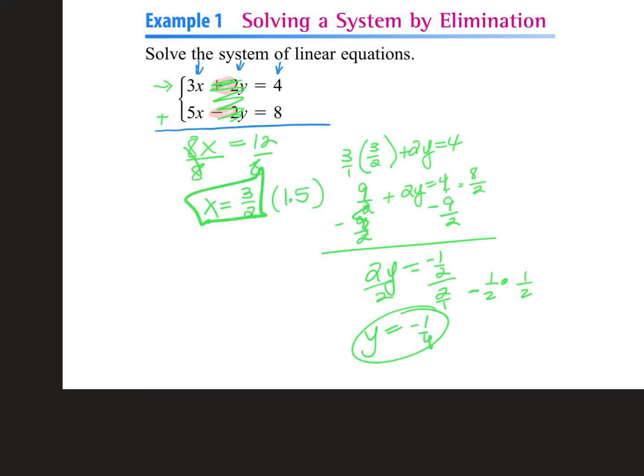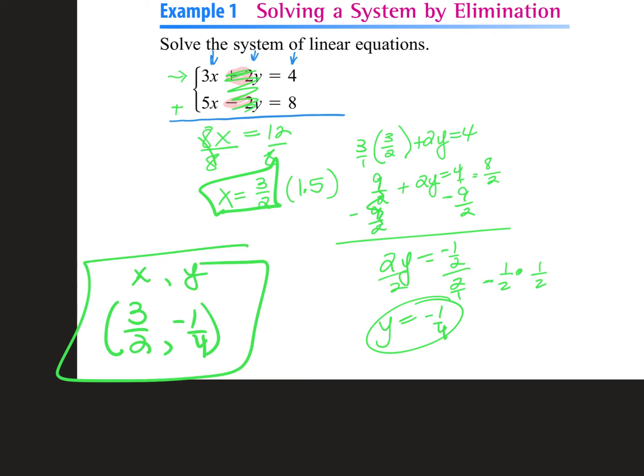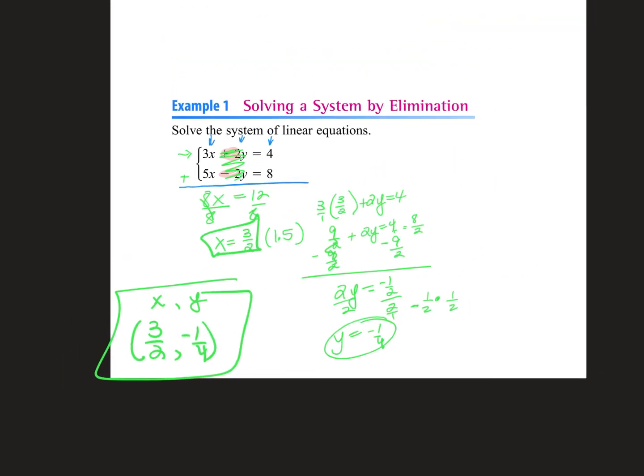Now I have two values. I have an x value and a y value. When we solve a systems of equations, we always write our answer as an ordered pair. It's the x value and the y value. That is the correct way to write your answer, not just circle x and circle y. So your answer here would be 3/2, comma, negative 1/4. And circle your answer. You can now check, just plug back in for x, plug back in for y in both equations, and verify that they both work.